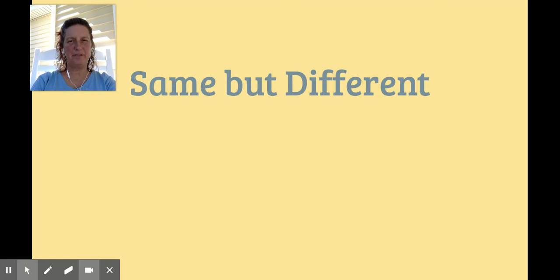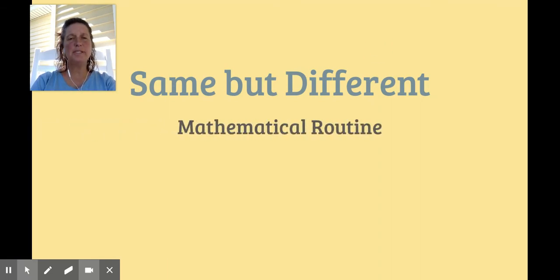Hi everyone. Today we are going to be learning about the mathematical routine called Same But Different. Similar to the Notice and Wonder mathematical routine, there are actually two parts to this. We have how are images the same and how are they different.